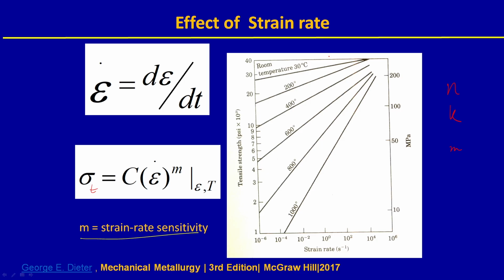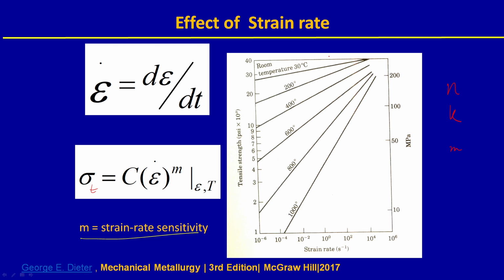Then we talked about effect of strain rate, how strain rate can affect materials or strength of material. Strain rate is defined as epsilon dot equal to d epsilon by dt, and there is a constitutive relationship which is given by sigma t equal to c epsilon dot to the power m, where sigma t is the tensile true stress, c is a constant, and epsilon dot is strain rate.